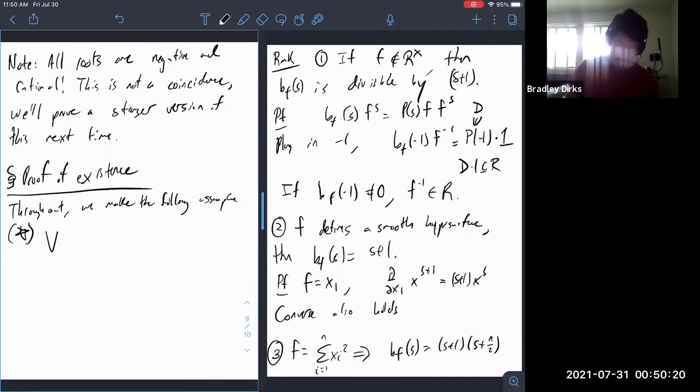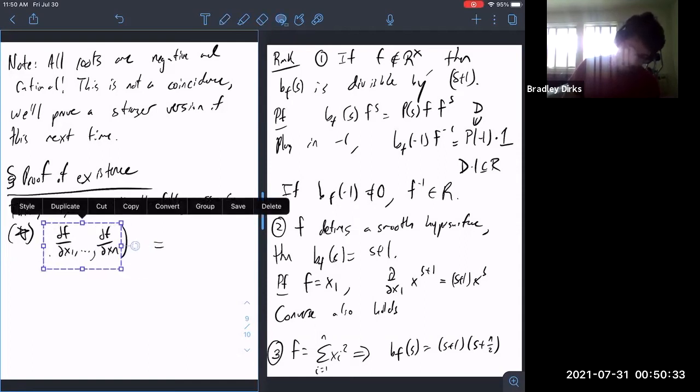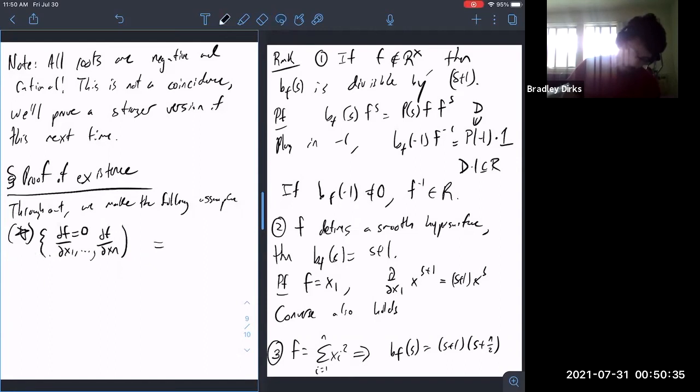Okay, so I want to assume that the vanishing locus of all of the partial derivatives, I mean, really, I don't want to even phrase it like that. I'll just say the set of points where each partial derivative is 0 is contained in just the set of points where f equals 0. I don't even know what I wrote here. Oh, the following assumption.